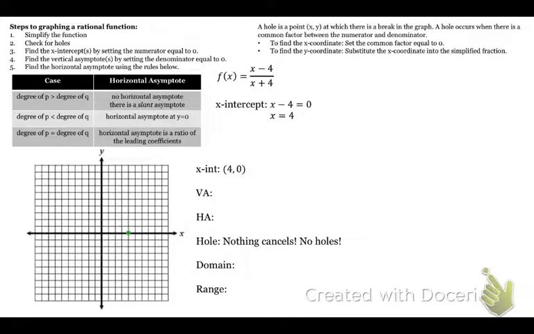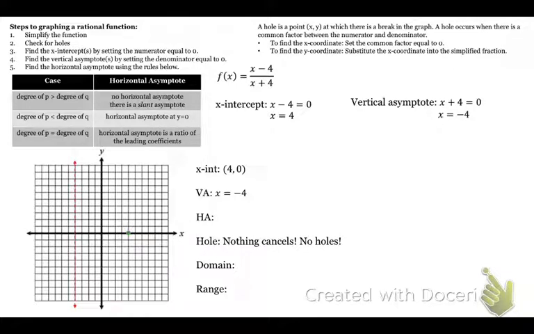Okay. And then the vertical asymptote, that's where we set the denominator equal to 0. So we have x plus 4 equals 0, which means x equals negative 4. So then we have a vertical asymptote at x equals negative 4. So if we go back to negative 4, we're just going to draw a vertical line right there.